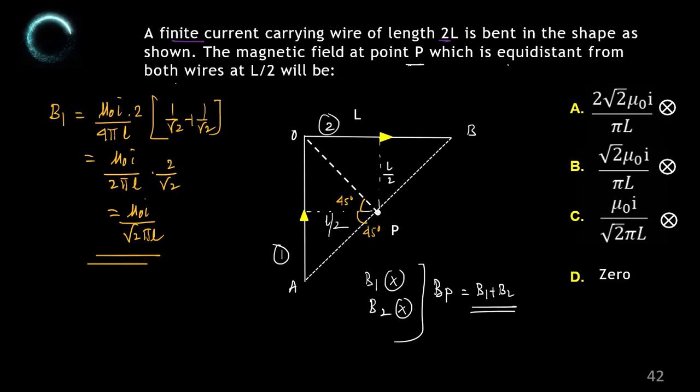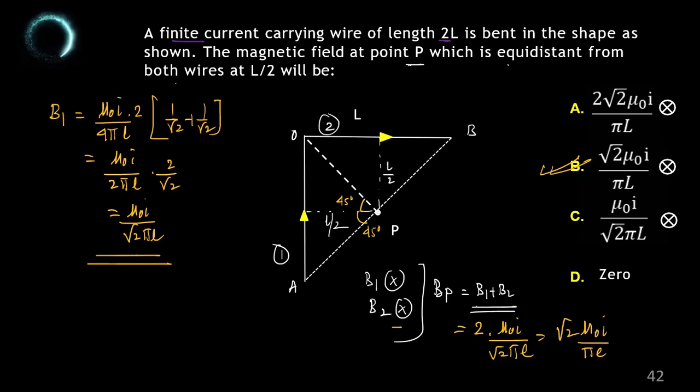Okay, that is the B due to one single wire. Now B1 and B2 both are the same in magnitude, so ultimately it should be 2 times mu naught I by root 2 pi L. That means I am getting root 2 times mu naught I by pi L. And the direction I have already checked, that is cross. So option B is the correct one.